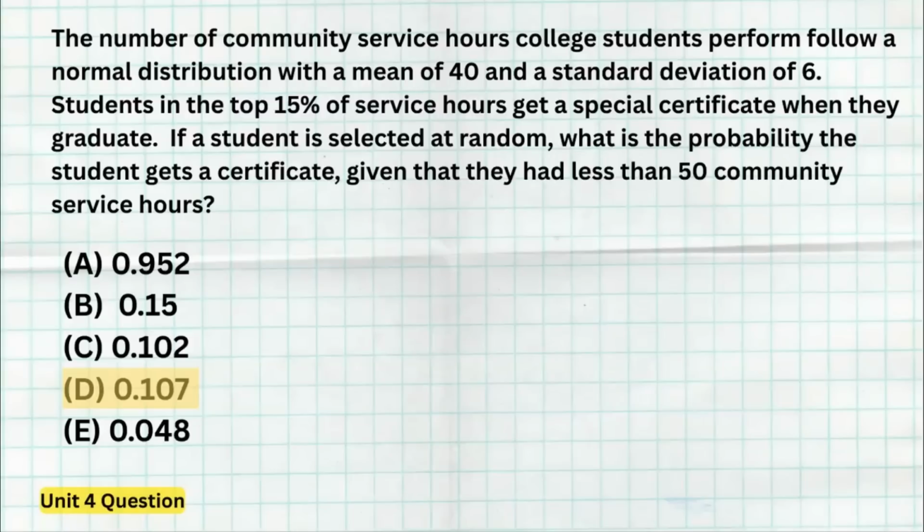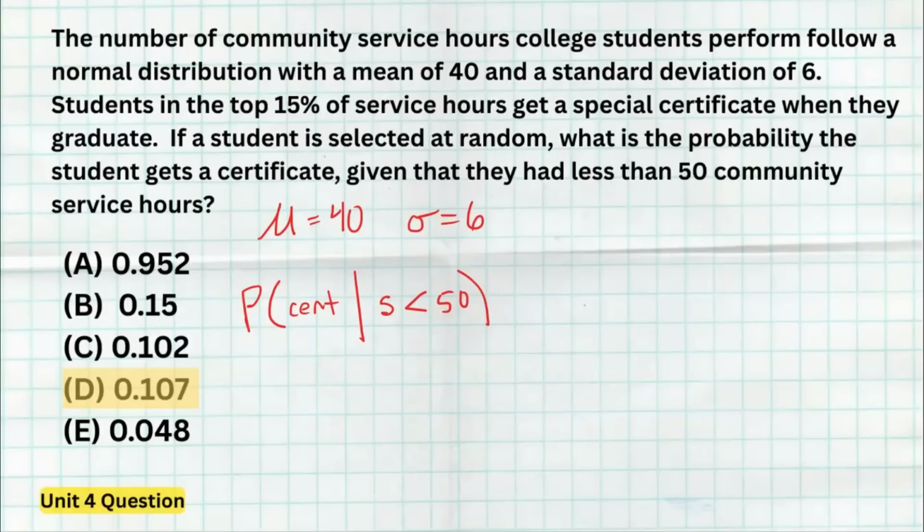dislike. So first, we have to understand that they're telling us that the mean number of volunteer hours is 40 and that the standard deviation is 6. Okay, so these are the community service hours that college students perform. And it does follow a normal distribution, which is awesome. Now, the question asks us to find the probability that a randomly selected college student receives this certificate given that the number of service hours is less than 50.